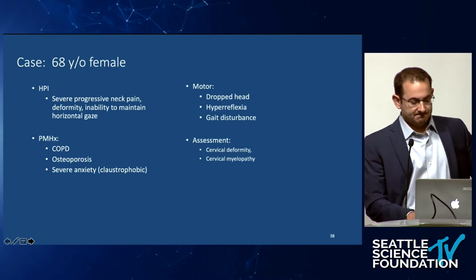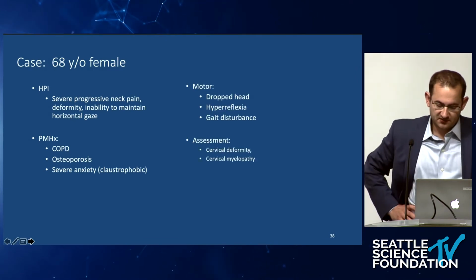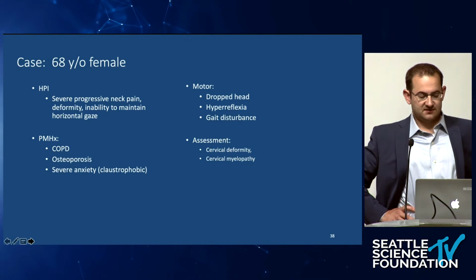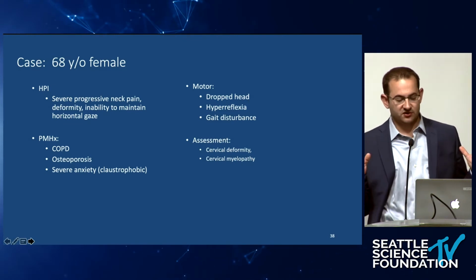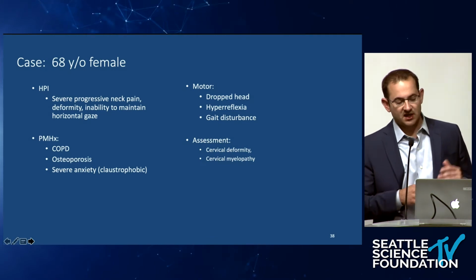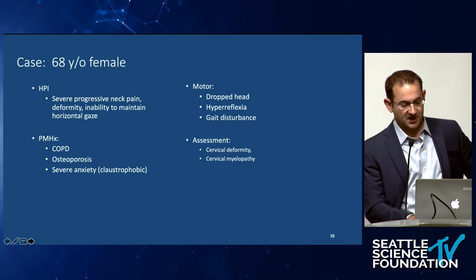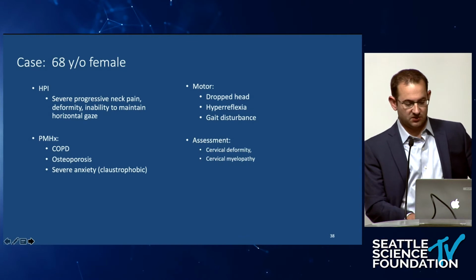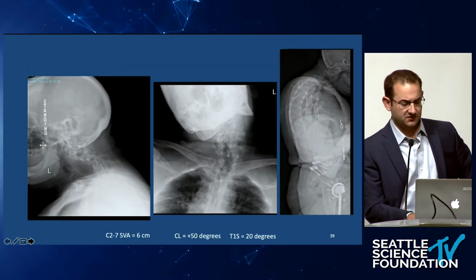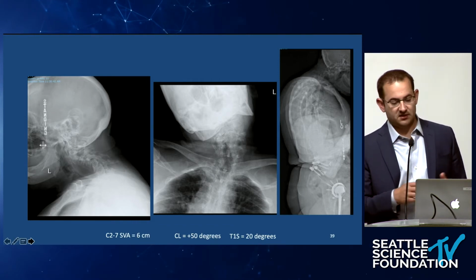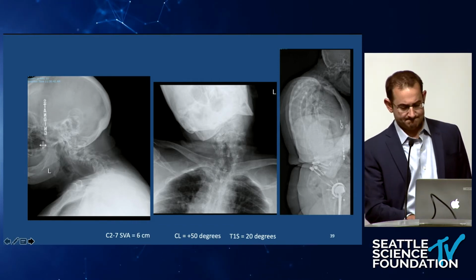And here's another case I did more recently. It's a little bit more unique, and I didn't necessarily go for the largest surgery that we could have done. 68-year-old female with severe progressive neck pain, deformity, inability to maintain horizontal gaze, but quite unhealthy. Diagnoses of cervical deformity and cervical myelopathy.